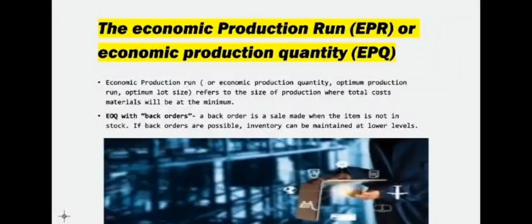The next one is EOQ with back orders. A back order is a sale made when the item is not in stock. If back orders are possible, inventory can be maintained at lower levels. Hence, EOQ is modified for the cost of back orders. The effect of the modification is to increase the EOQ because the denominator decreases.